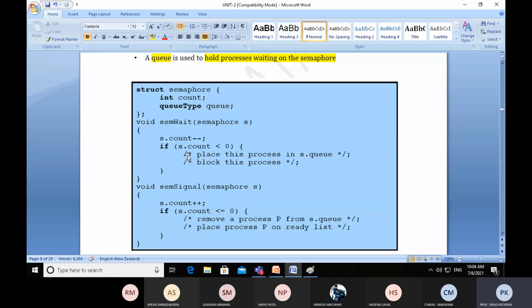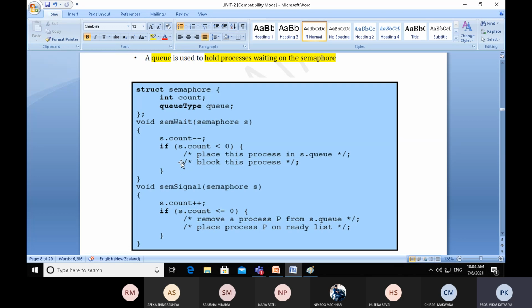Now in this procedure, what we have to do, we know that the seam wait function or procedure, when it is called by the semaphore variables, always decrements the value of the semaphore. So s dot count minus minus, this is the decrement. Whenever the seam wait function is called by the semaphore variable, it always decrements the value of semaphore, and we have to say s dot count minus minus. So whatever the value of count, it should be decremented by 1.